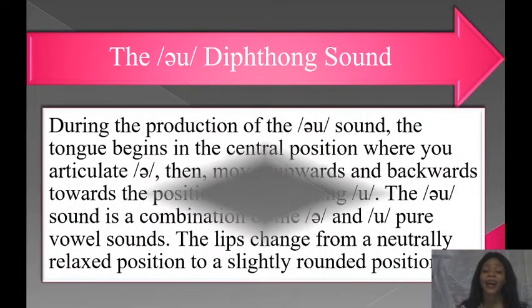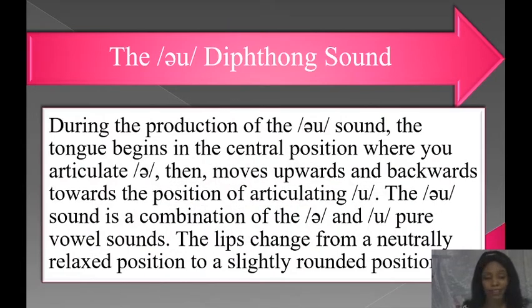Now, let's actually look at the description of the sound. Just like I've said earlier, during the production or the articulation of these sounds, your mouth actually moves upwards and then backwards, because you are actually moving from the articulation of a central vowel to the articulation of a back vowel. That's why there is a movement that takes place in your mouth, so that your lips actually change from a neutrally relaxed position to a slightly rounded position. Oh.